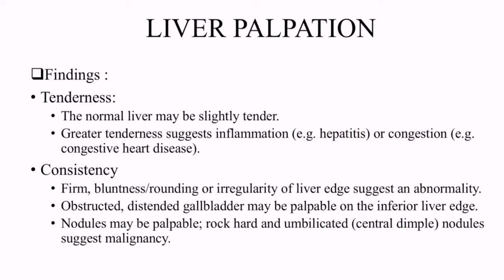The findings. Tenderness. The normal liver may be slightly tender. Greater tenderness will suggest inflammation, example hepatitis, or congestion, example congestive heart disease. Next, consistency. If there is firmness or bluntness or rounding or irregularity of the liver, this suggests an abnormality. If there is an obstructed and distended gallbladder, this may be palpable on the inferior liver edge. And if there is tumor or malignancy, there is presence of nodules, and these nodules may be palpable. It is hard and umbilicated nodules.